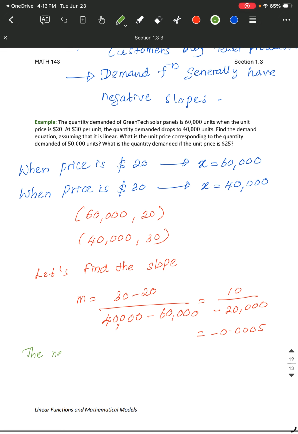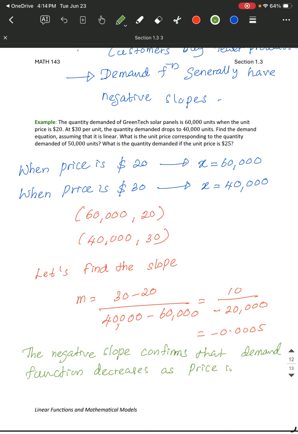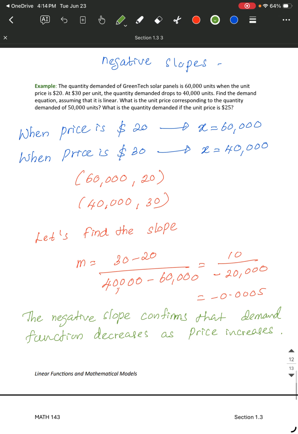Also, using point slope form, we can construct the demand equation. Now we know the slope and the 2 points. Okay, try it by yourself to get the linear function.